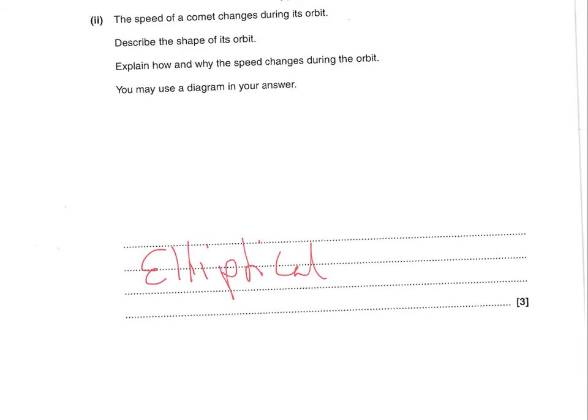And then the second mark is saying it speeds up when it approaches the Sun, and that's because the gravity is greater. So it speeds up when it approaches the Sun because the gravity is greater. Now, if you don't know this word elliptical, then actually just a drawing of an ellipse would be fine, like that, with a dot in the middle to show where it's orbiting. But then the other 2 marks are saying that it speeds up when it approaches the Sun, 1 mark, because gravity is greater, 2nd mark.